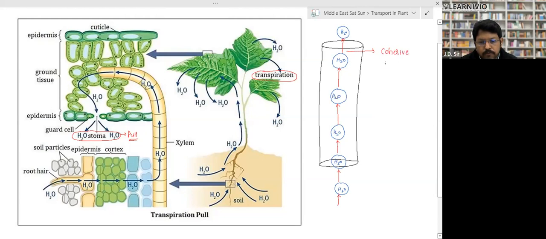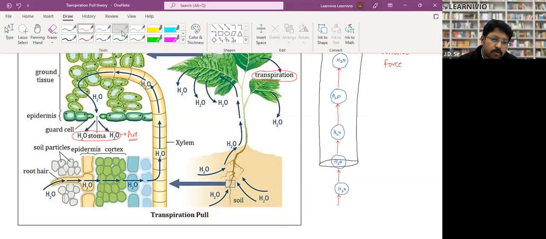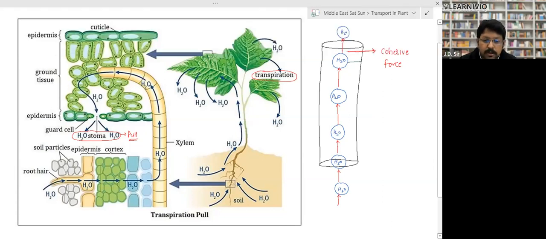So this is cohesive, right? Water molecules are attracting each other with the help of cohesive force. Again, what is another important one?